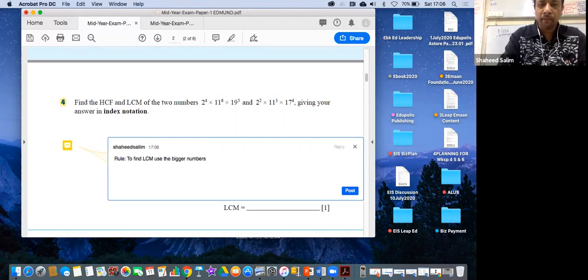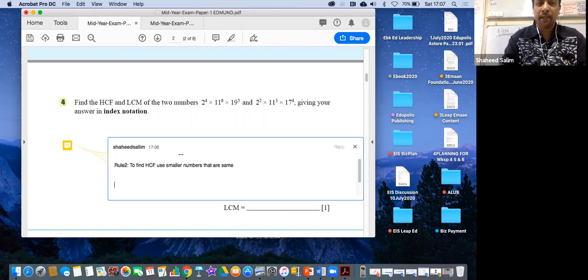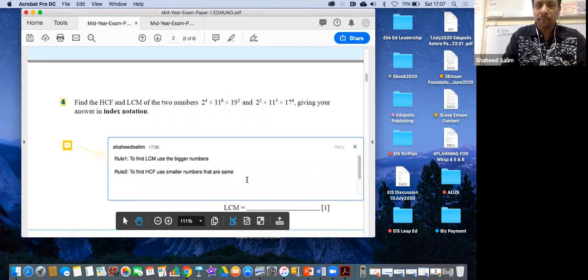This is rule number 1, I will show you what it is again. Rule 2. To find HCF, use smaller numbers that are same. What does it mean? So now they want you to find HCF and LCM, correct? Right, down here. So there's two numbers here. So now let's compare the 2 to the power 4 and 2 to the power 2. Which one is bigger?